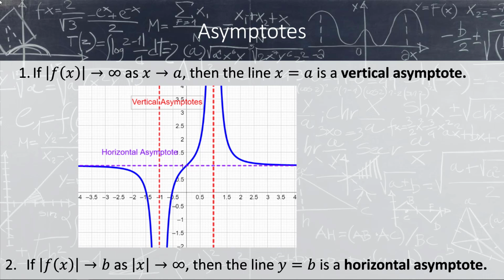Oh, no, we're not going to do that now. We're going to show you an example. And here it is. Once again, for this particular rational function, we have one vertical asymptote at x equals negative 1 and another one at x equals 1. And here we do indeed have a horizontal asymptote at y is equal to b.